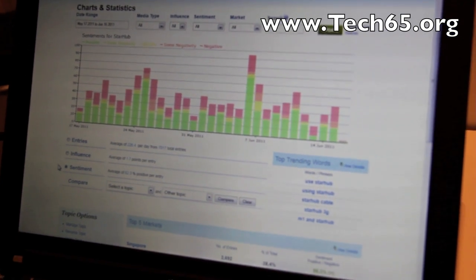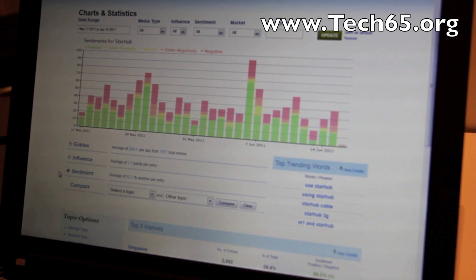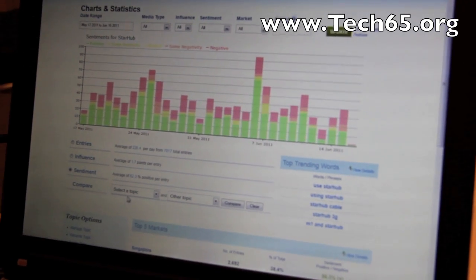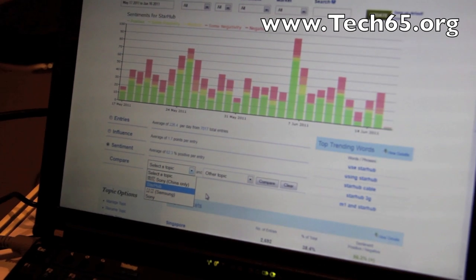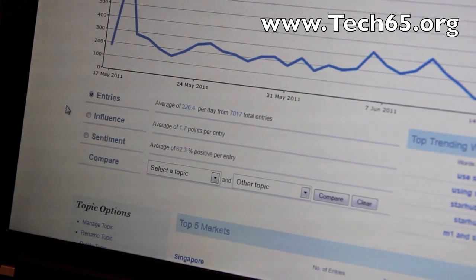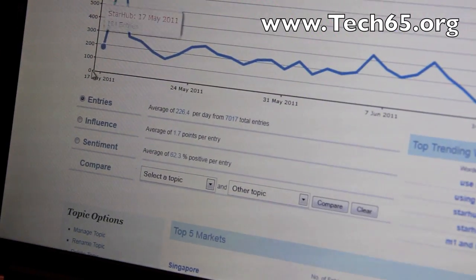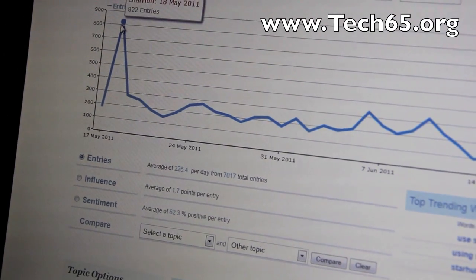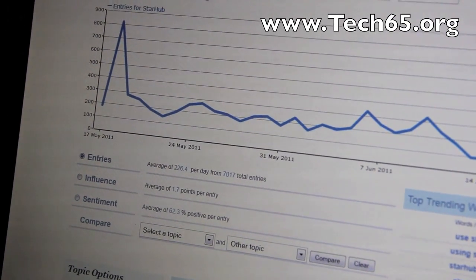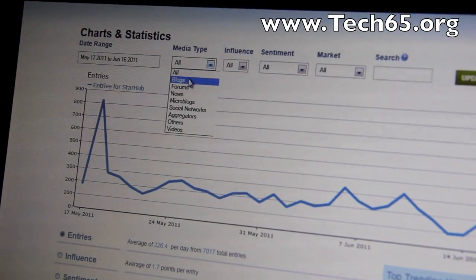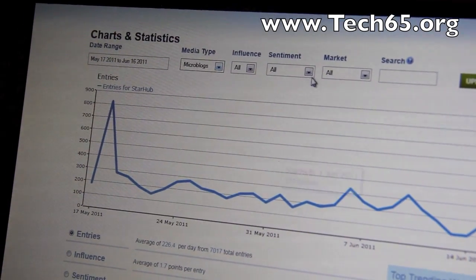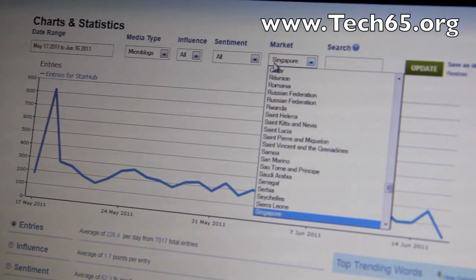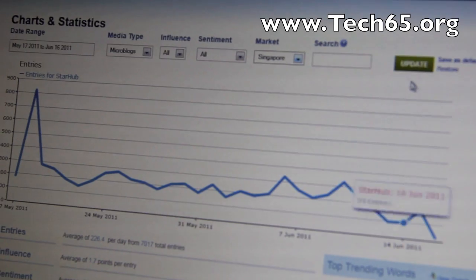Okay, so that is sentiment, and at the same time you can also compare topics. If you have another comparable topic, if you were tracking any others, you can actually trend it here as well. Now, let's just click back to the data. So the data basically is trended over time. Each of these is a day, and you're able to then take the filters above to zoom in and see. If you want to see just the microblogs, if you just want to see conversations in Singapore, you can do that. You press update, you will get the data.